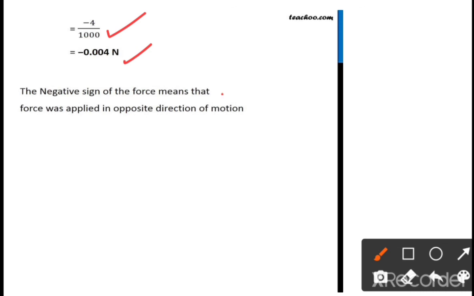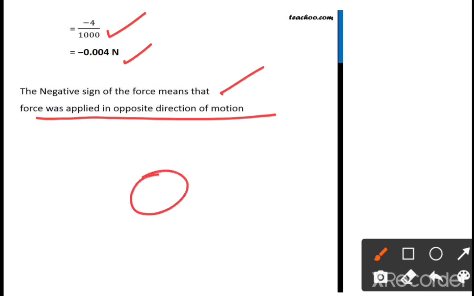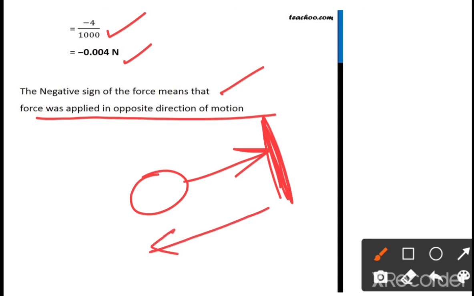So the negative sign of the force means that the force is applied in the opposite direction of the motion. What is the meaning of that? If the object is moving in this direction, when we apply the brake, the force acts in the opposite direction. So the negative sign indicates that the force was applied in the opposite direction of motion.